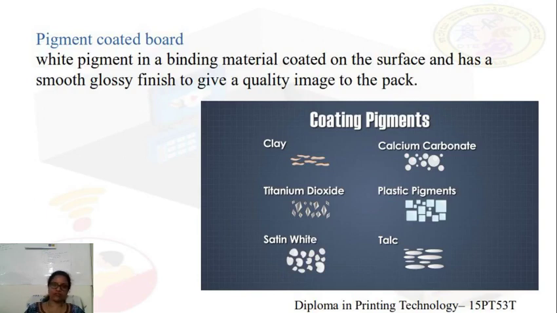These boards are coated with many chemical components, such as clay, a natural component that is coated on the board to increase the dimensional stability and durability. The other chemical components used to coat the surface of the board are calcium carbonate, titanium dioxide, plastic pigments or plastic colors or dye, satin white and talc. These are all the various components used to increase the surface finishing of the board.